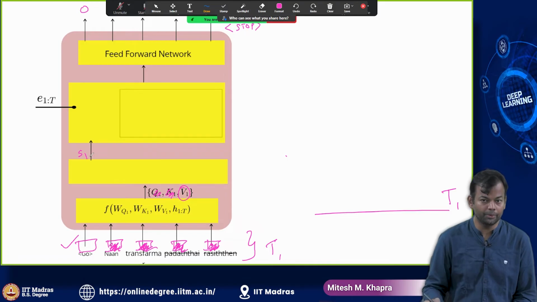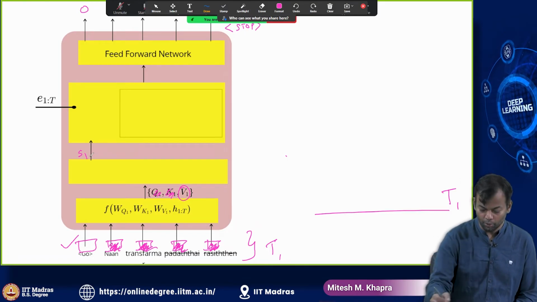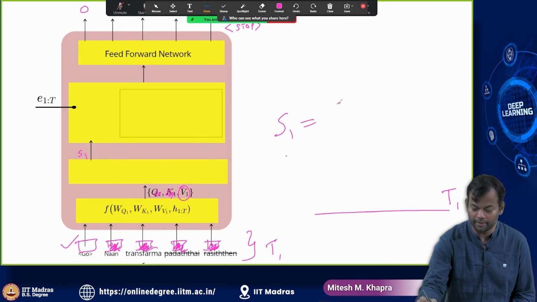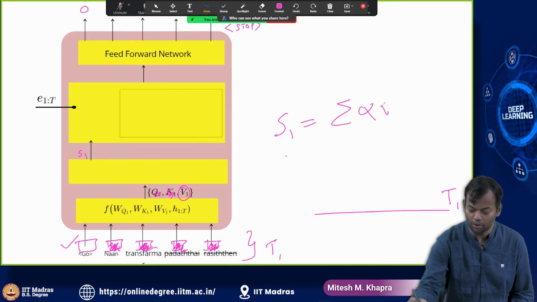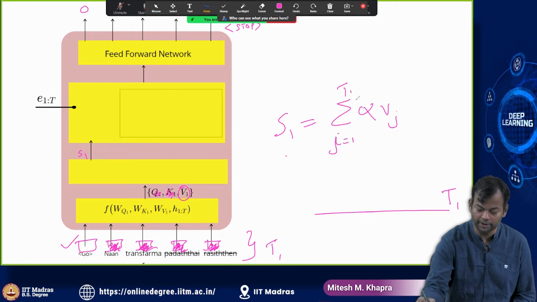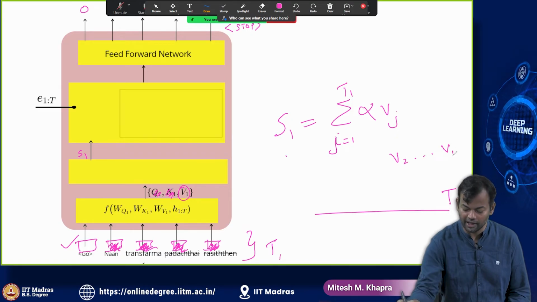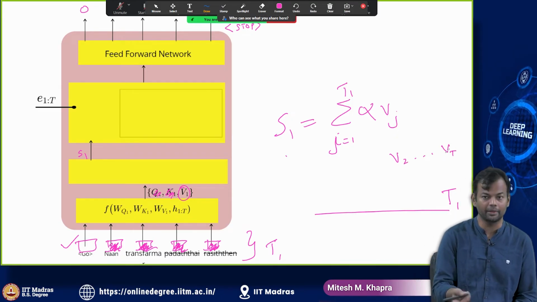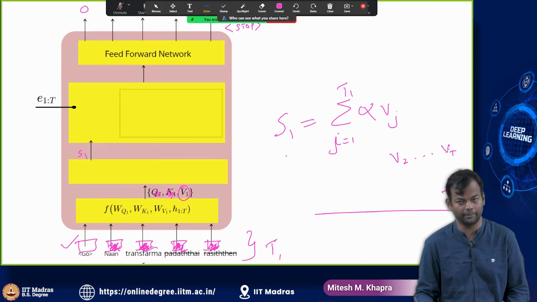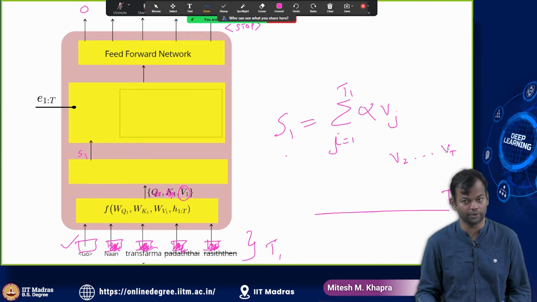When I'm going to compute a refined representation for S1, if you remember, S1 is going to be the summation of alpha over all the Vj's, where j goes from 1 to T1, right? But from V2 to Vt, I don't trust my inputs because there are some junk inputs. I don't even know what symbols should come there. So it does not make sense for me to compute a refined representation using V2 to Vt, right?